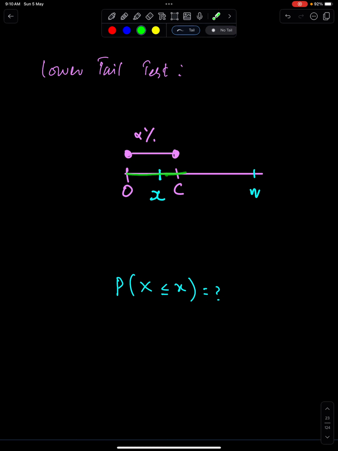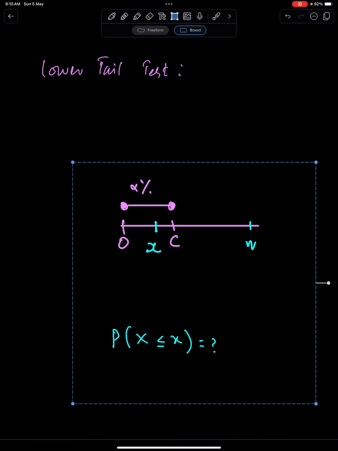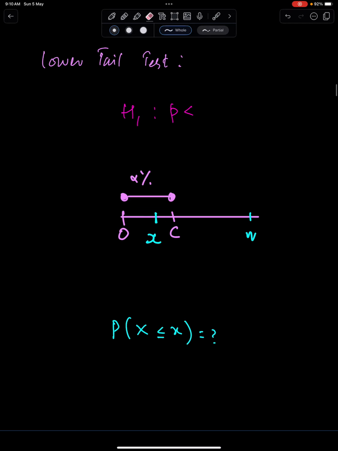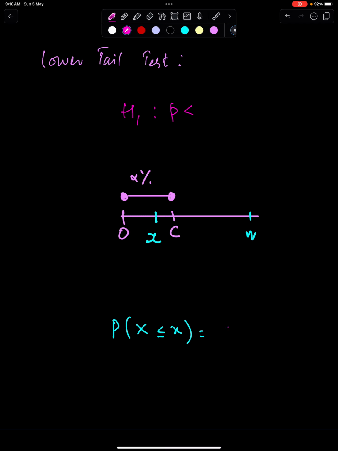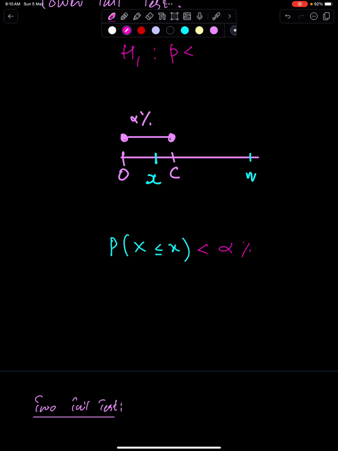The lower tail test. In the lower tail test, H1 has a lesser sign. So when H1 has a lesser sign, then perform the lower tail test. This is alpha percent, and if x is in the critical region, then you have to reject H0. Then say reject H0 if x is in the critical region.